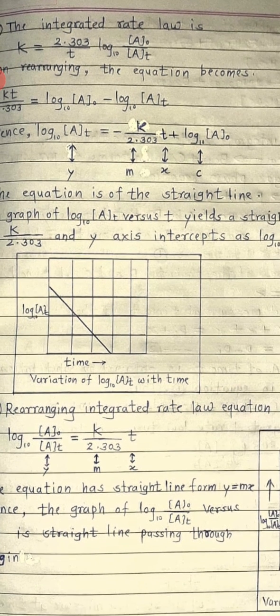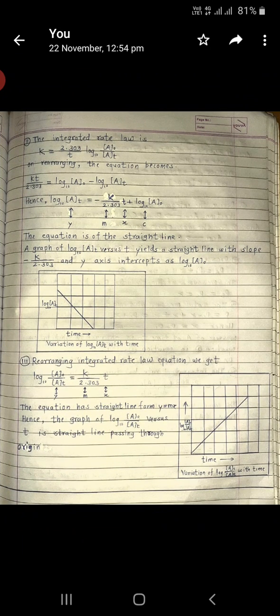So this is the equation of a straight line. A graph of log to the base 10 of At versus t is plotted. When log to the base 10 of At is plotted against time, it gives a straight line with a negative slope, minus k. The slope of the graph gives the value of minus k upon 2.303, and the y-axis intercept is log to the base 10 of A0.